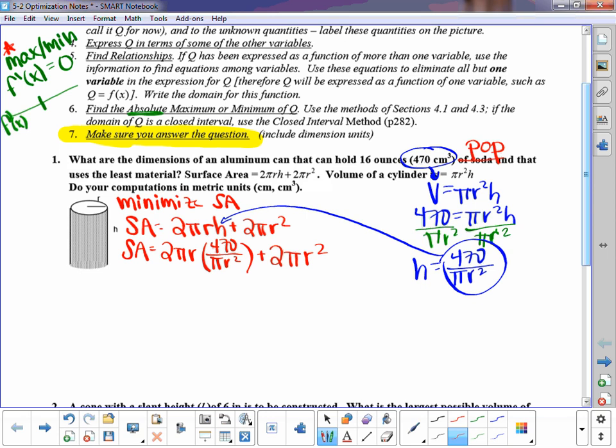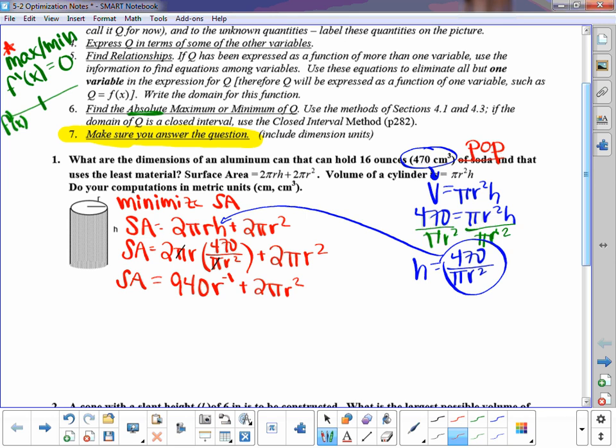Okay, let's clean this up a little bit. Again, we take our derivative and set it equal to 0 in order to find when the minimum occurs. But before we take our derivative, let's clean it up. So I've got my pi's reduced here. What's 2 times 470? 940. And r over r squared reduces down to what? 1 over r. Now I'm going to write that as r to the negative first. I just prefer negative exponents when doing my derivatives. And then I have plus 2 pi r squared. Alright, so that's my new and improved surface area.